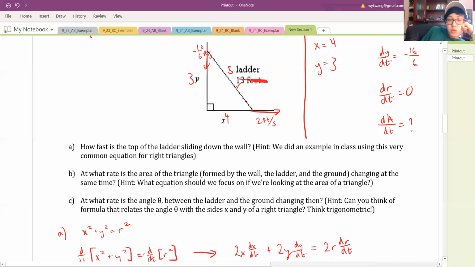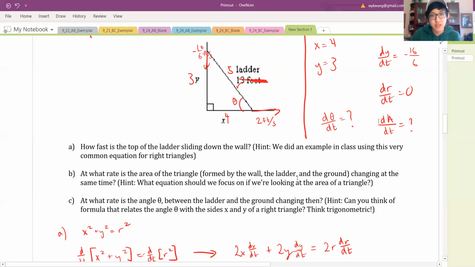The angle theta between the ladder and the ground. So this is the angle theta, right? Because that's between the ladder and the ground. Cool. How do I find the rate for the angle? Wouldn't the rate for the angle be d theta over dt, right? That's what I'm looking for. That's our question mark, the rate of change of the angle over time.